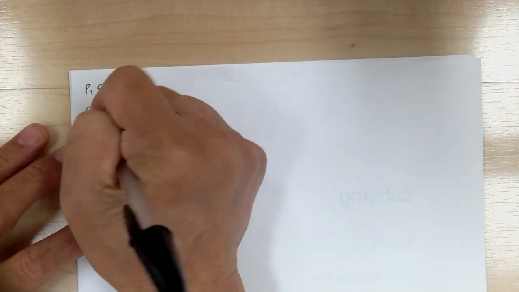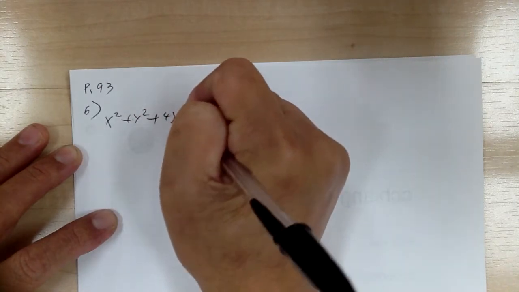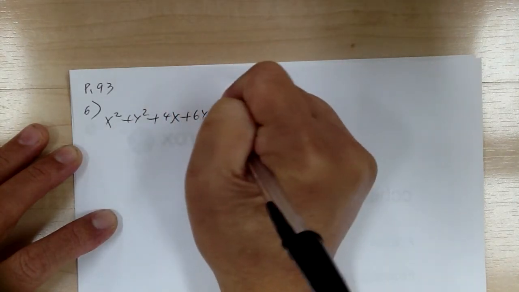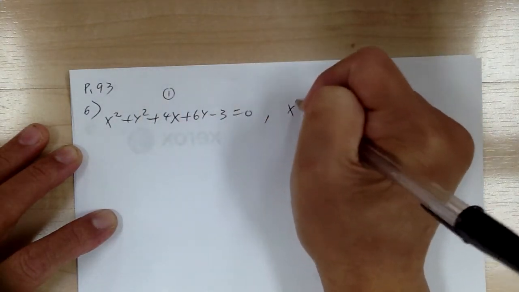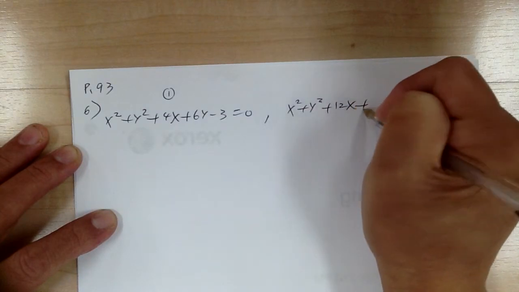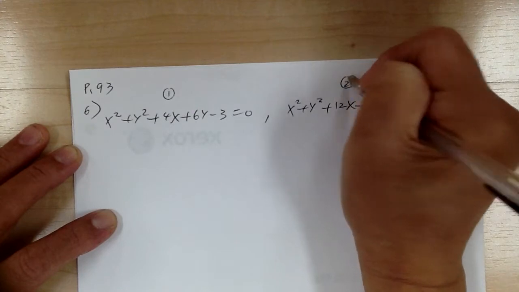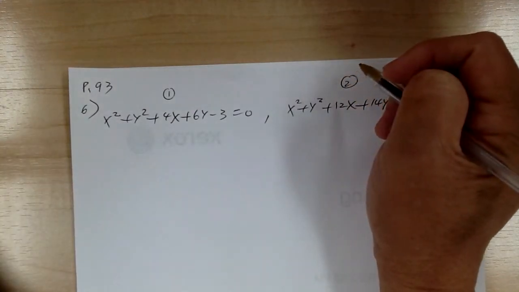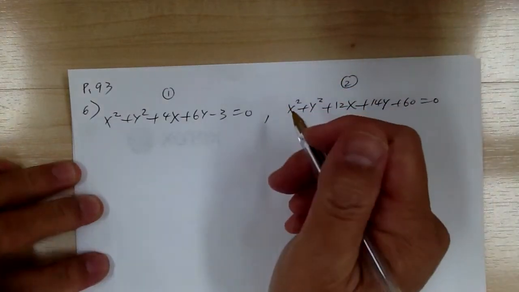Okay, so you have two equations, x squared plus y squared plus 4x plus 6y minus 3 equal to 0. So this is equation 1. And then you have x squared plus y squared plus 12x plus 14y plus 60 equal to 0. So this is equation 2. Okay, so first you have to draw the graph. So to draw the graph, you need to complete the square, and so you can find out the center and the radius. So let's go and do that.